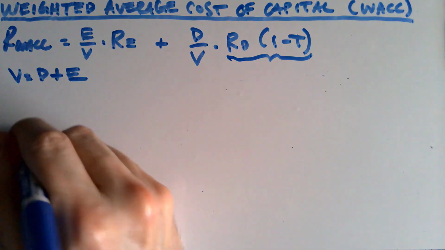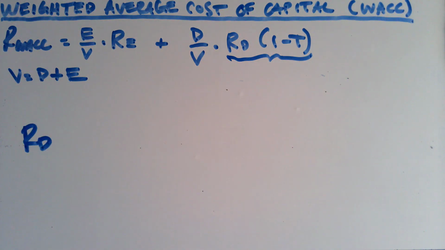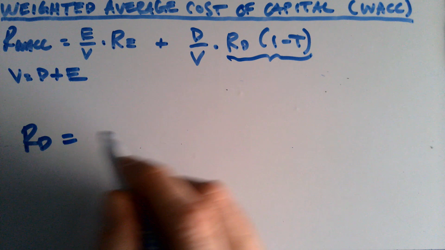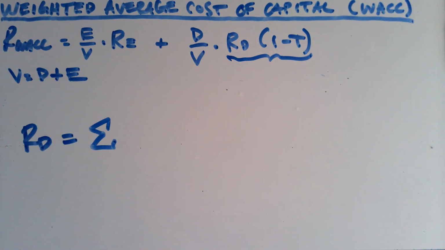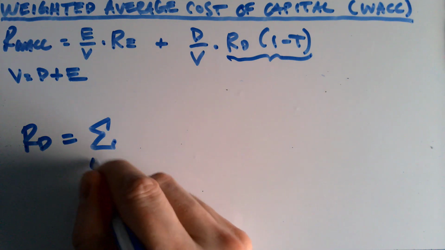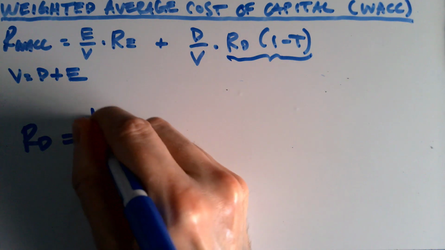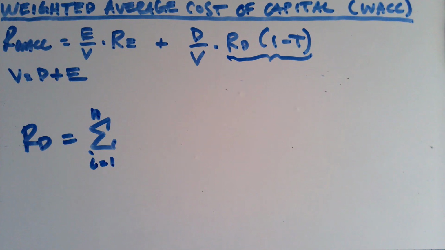Now, where do we get R sub D? It's just going to be the weighted average yield to maturity on our bond issues. So let's use some fancy math stuff here. This is called sigma. It stands for sum. And we're going to say i is equal to 1 to n, where we have n number of bond issues outstanding. So if we had 3 bond issues outstanding, we're going to be looking at bond issue 1, bond issue 2, and bond issue 3, and adding them all together.